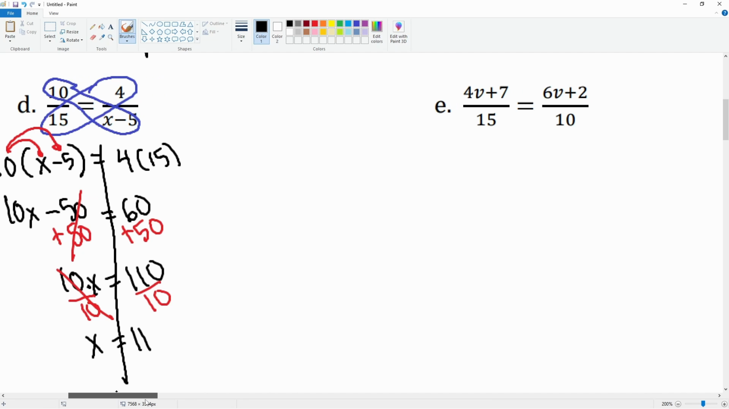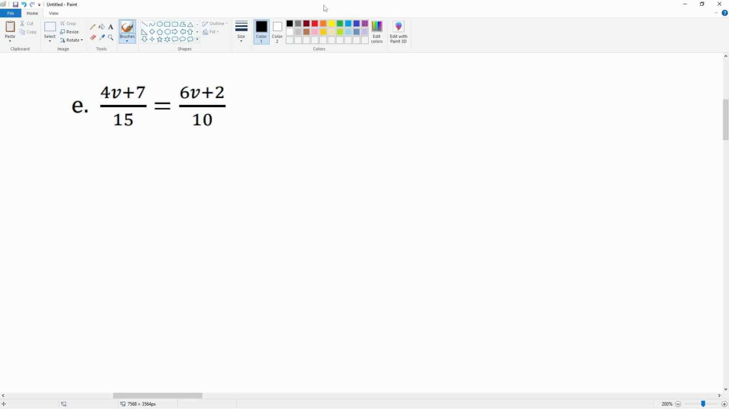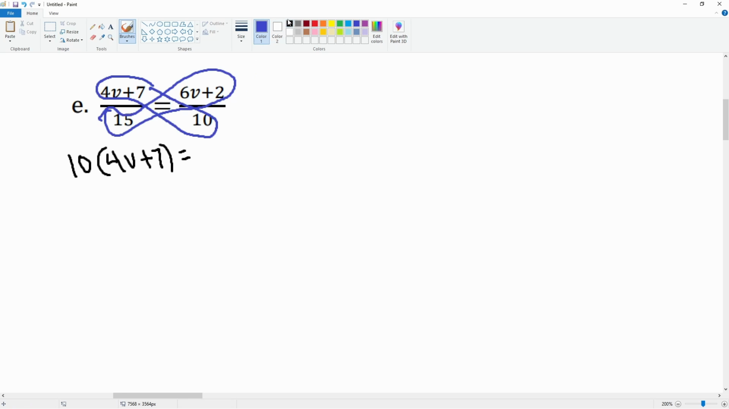Now let's take a look at E. Here, same process. Let's do the butterfly. This is the left wing. 4v plus 7 is going to be multiplied to the 10. So here's the 10 parentheses 4v plus 7 equals 2. This is the left wing of the butterfly. Here's the other wing of the butterfly. That is 15 parentheses 6v plus 2. Here we draw the line down the middle. Now we see parentheses.